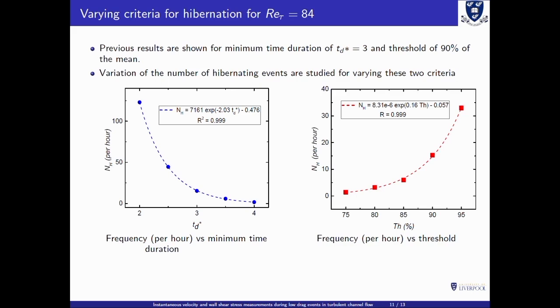And then we also changed the threshold value. Before it was 90% of the mean, and then we varied it from 75 to 95. And we see that again there is an exponential relationship between the number of events and the threshold value.